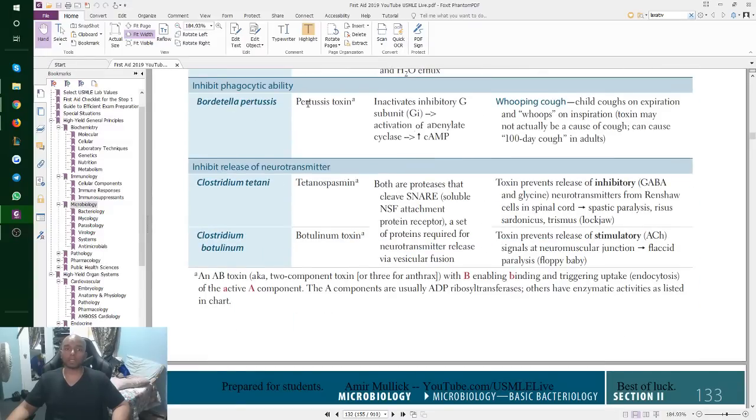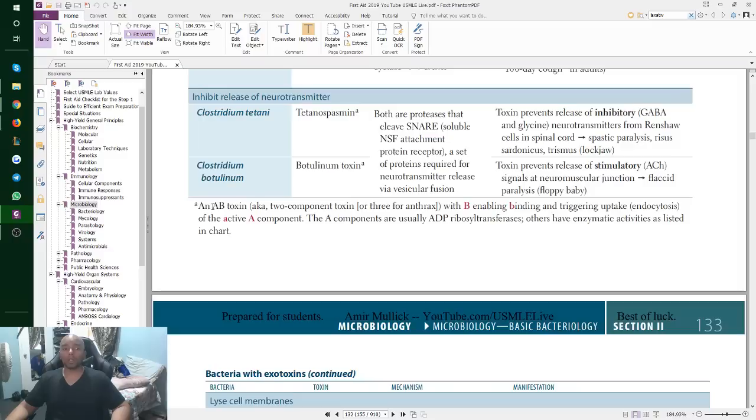Bordetella pertussis has this pertussis toxin that literally just inhibits the Gi subunit of adenylate cyclase. And you're going to see that in the Sketchy Micro image as well. And this guy just causes the whooping cough, also known as the 100-day cough in adults.